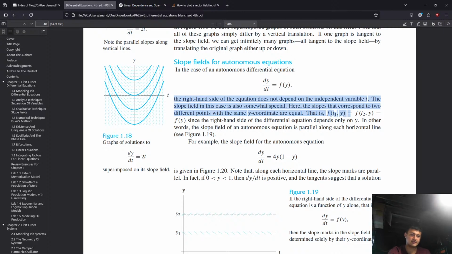But the point is that the slope will be, so like, the same for all t. The same f of... right. Okay.